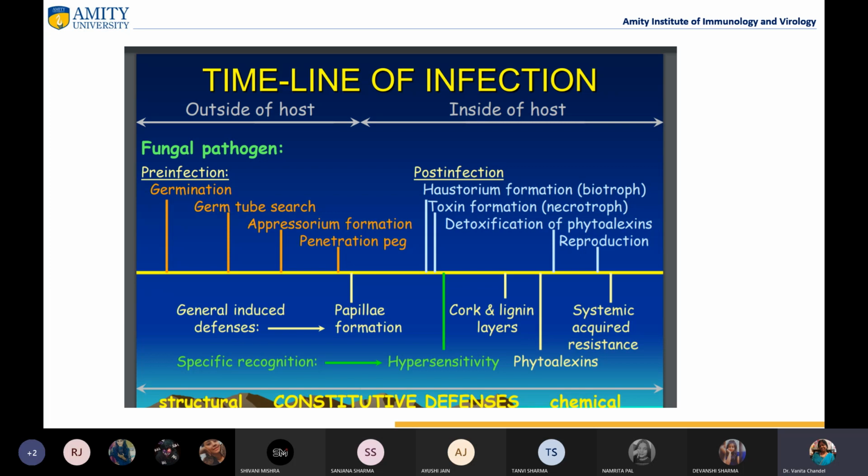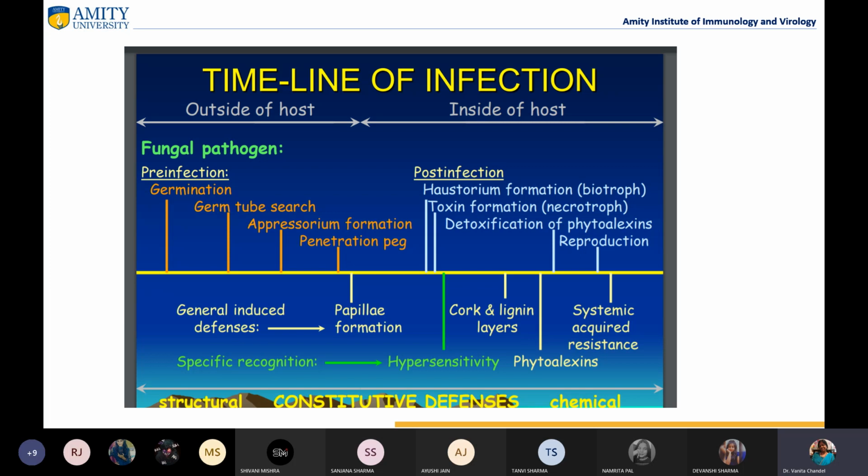So for a fungal pathogen, pre-infection, they are going to germinate, go for germ tube formation, appressorium formation, and penetration peg formation, and then some general induced defenses will take place, maybe some papillae formation, right? And inside the host, the post-infection, what happens? Histological defense formation, toxin formation, or detoxification of the phytoalexins which are being produced. So cork and lignin layers in the plants also prevent or avoid the infection, and to some extent they stop the pathogen.